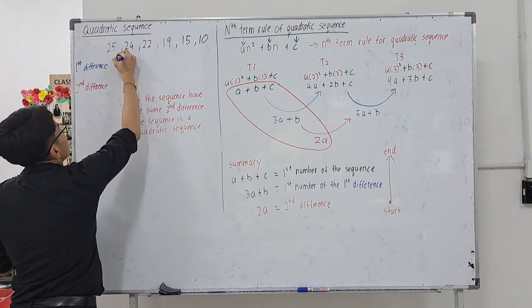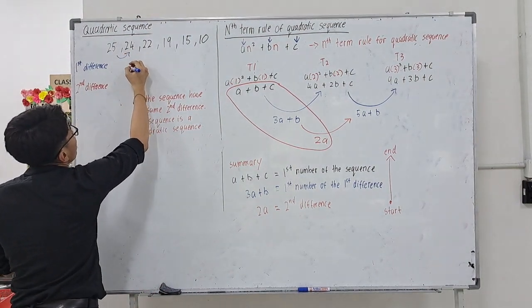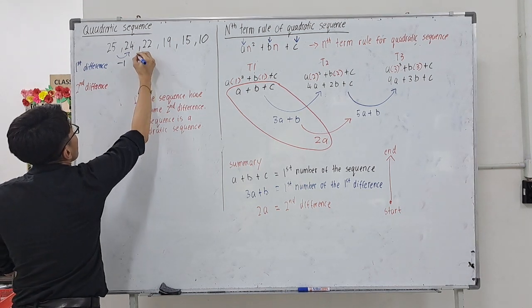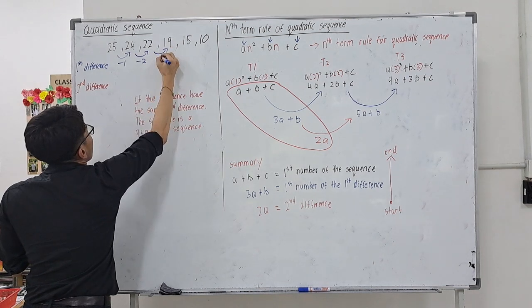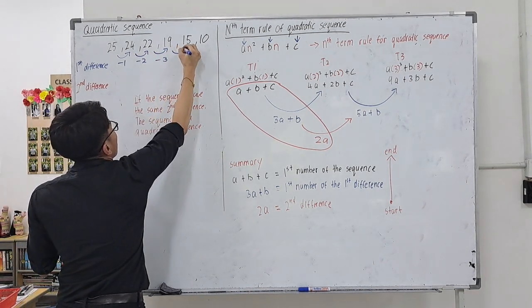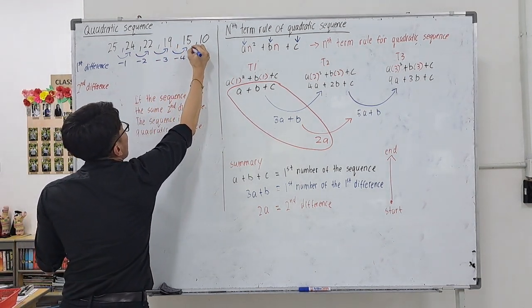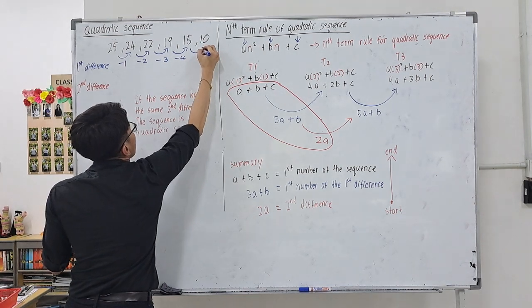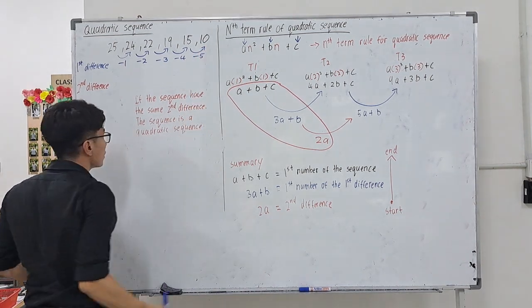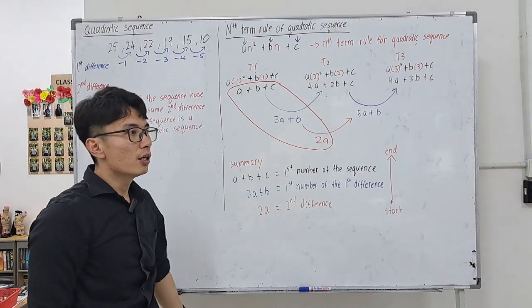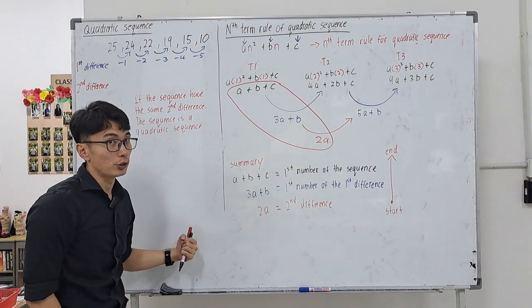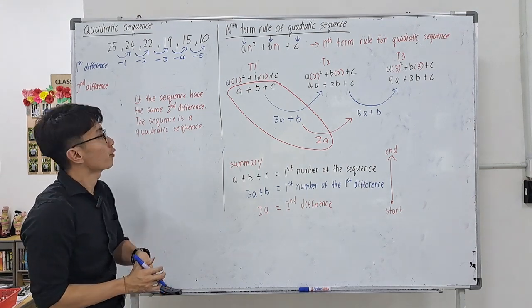So here to here, the first difference I should get -1. This one I should get -2, -3, -4, and over here should be -5. Okay, so this again tells me it is not a linear sequence, so it can be a quadratic sequence, right? So we have to check for the second difference.